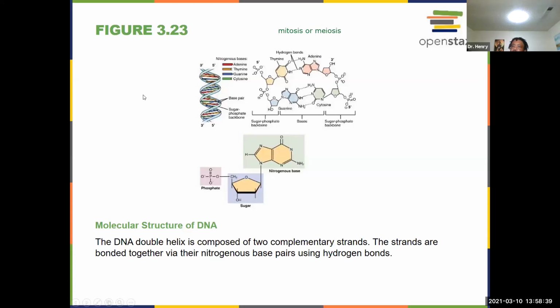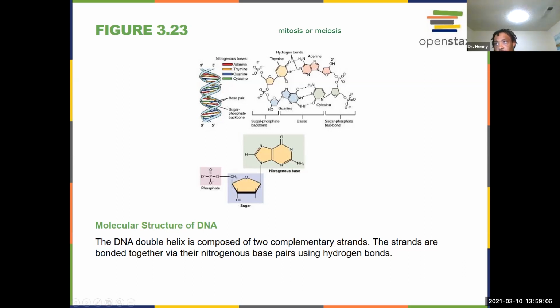Okay, so you guys are already familiar with the DNA structure. You remember that we have a nitrogenous base, we have a sugar and phosphate backbone. And that's what you have to see here. And the adenine forms a hydrogen bond with a thymine. So A matches up with T.